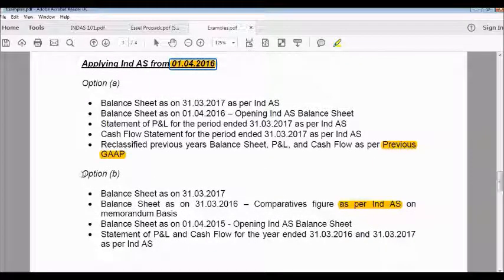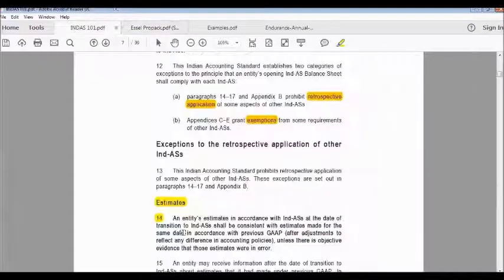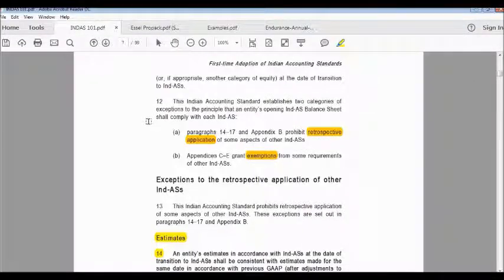Almost every company is applying option number B, which is applying Ind AS on both the financial statements, this year and the previous year, and assuming the deemed opening Ind AS balance sheet as on 1st April 2015. So almost all companies are doing the same thing: 1st April 2015 is their opening Ind AS balance sheet date. So this is the second segment in which we discussed the comparative figures of Ind AS 101.